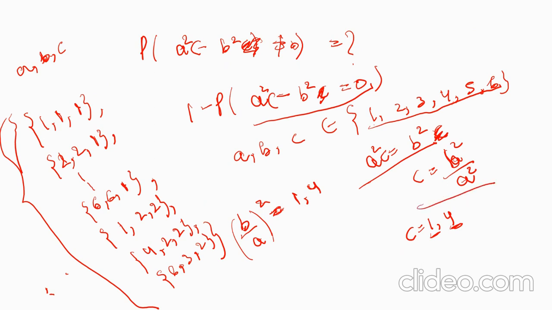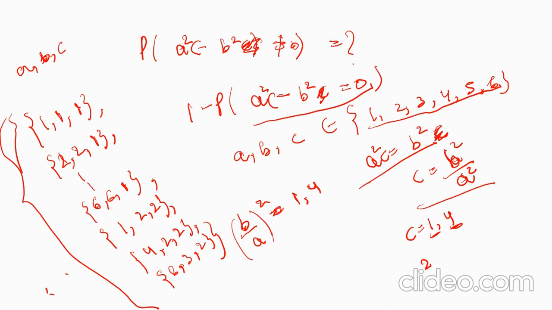Now, the values of B and A will come from 1, 2, 3, 4, 5, and 6, right? So B by A, and C is also from 1, 2, 3, 4, 5, 6. You can check the condition if you want, but otherwise C can be 1 or 4. Let's say C is 2. So when C is 2, that means B square by A square is equal to 2. That means B by A is equal to root 2, which is not possible, because B and A both are integers.